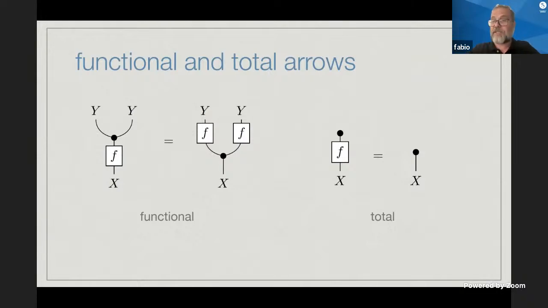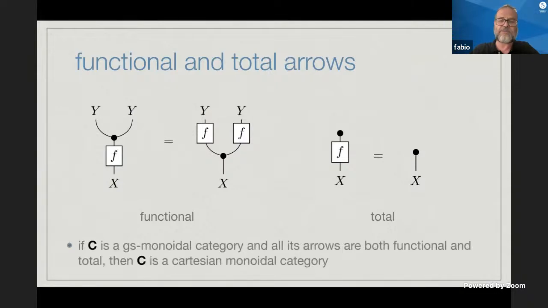We will see these denominations are not by chance, but the first thing that I want to point out is this one. If in a gs-monoidal category all its arrows are both functional and total, then C is Cartesian, with a chosen Cartesian product, so Cartesian monoidal. Very well. And then we can say a bit more. What happens if only one of those two axioms actually holds in the category?